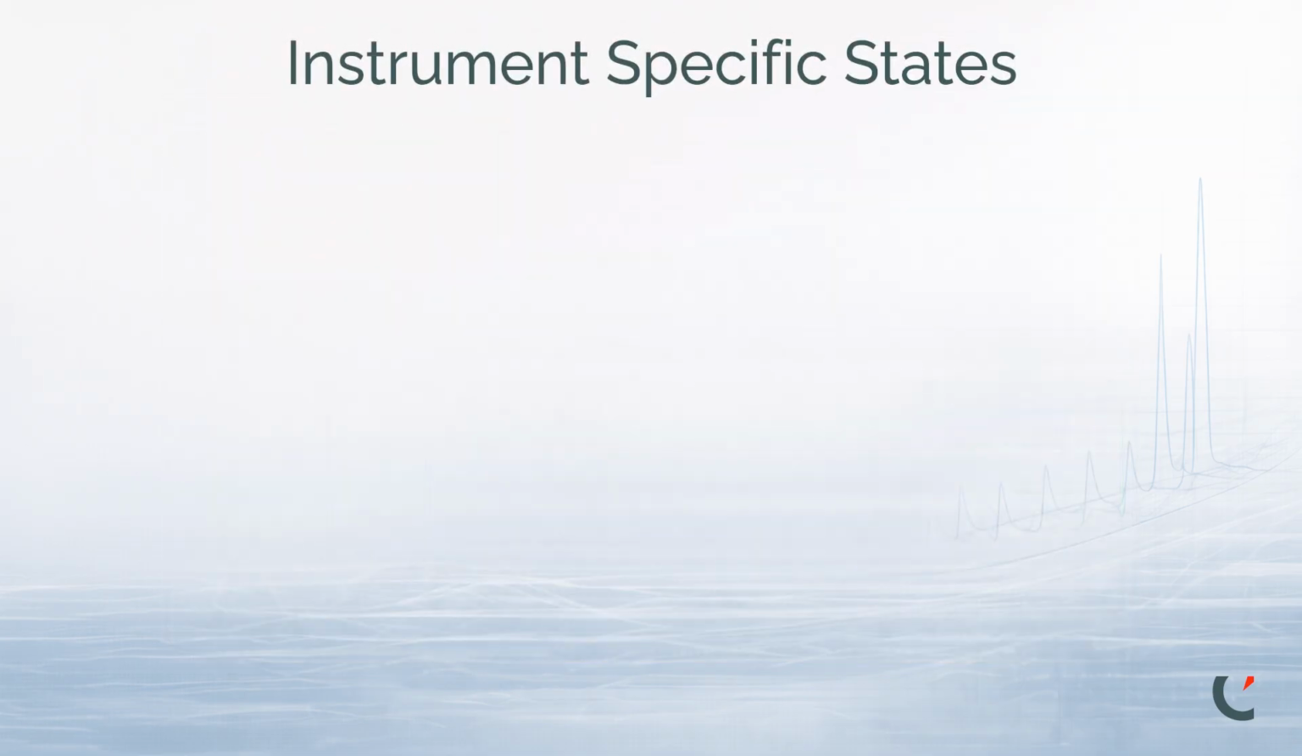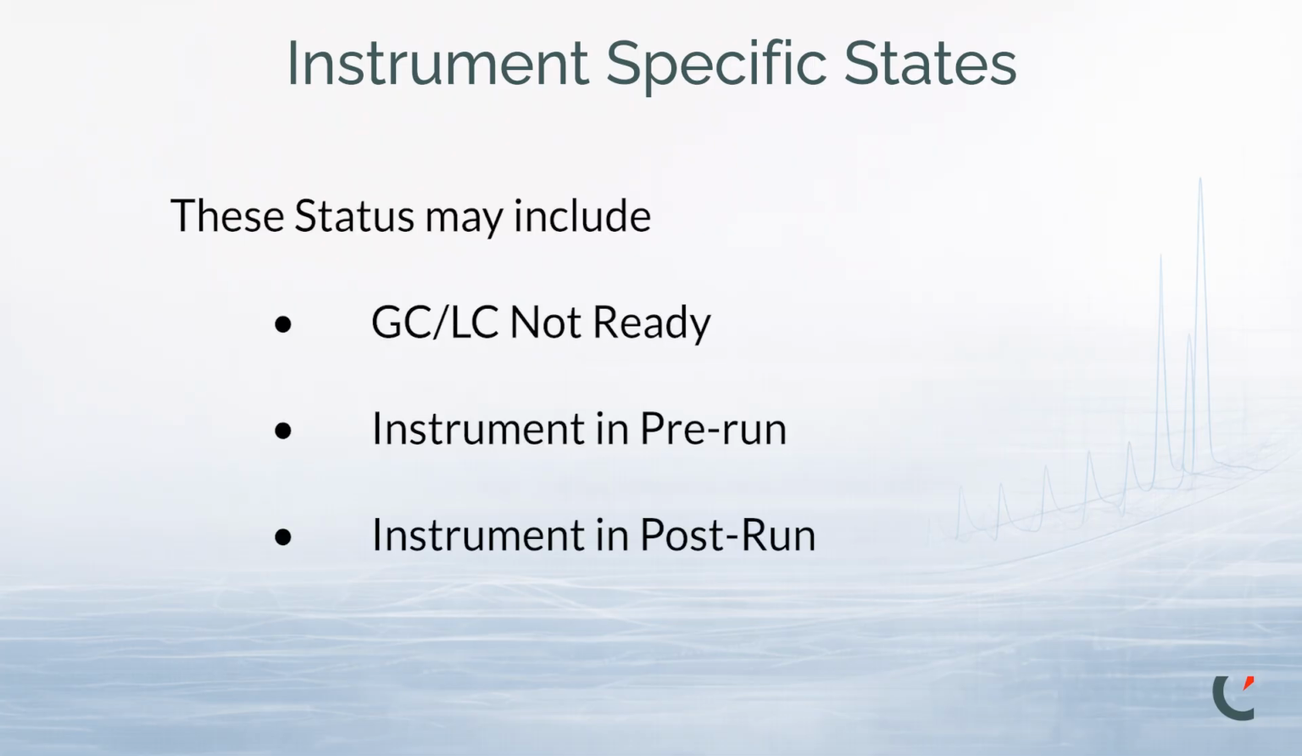Instrument-specific states. Some instruments report additional status messages that reflect their physical condition. These may indicate that the instrument is not ready, is in a pre-run phase, or is completing post-run activities. These states often appear when the instrument is performing a task, such as preparing an autosampler injection, stabilizing oven temperatures, or waiting for pressures or other environmental conditions to reach programmed values. The exact wording and the time required to reach a ready state will depend on the specific instrument and its configuration.